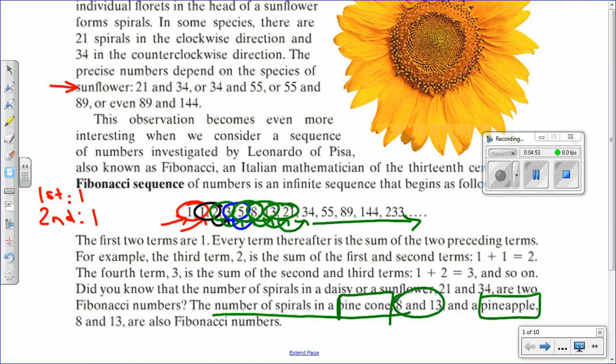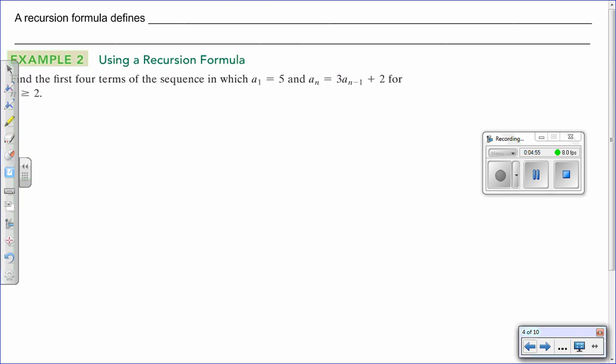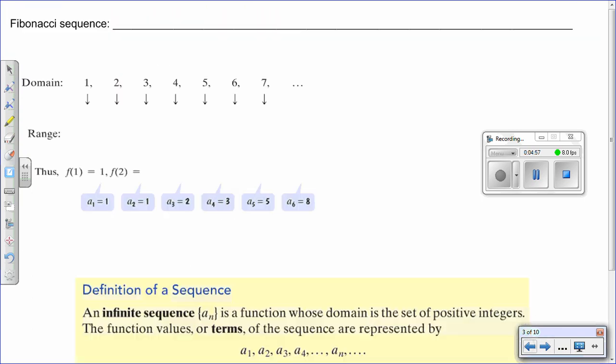Okay, did anyone have questions? No? Okay, so the Fibonacci sequence, we already explained what it was. We have the definition on the first page, so let's just move on here. The domain of a sequence is going to be the set of counting numbers or natural numbers.